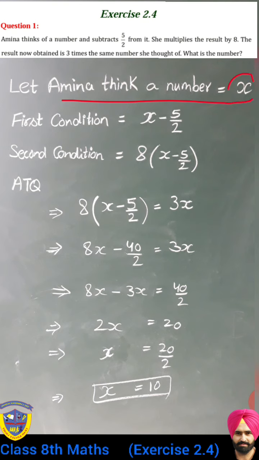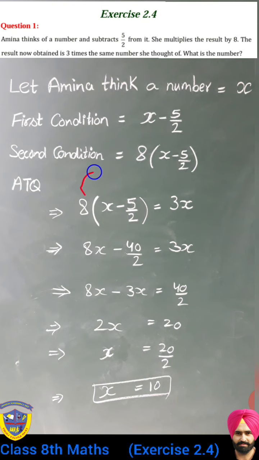First condition, she subtracts 5 by 2 from that number. Now she multiplies this result by 8. You will get 8 into x minus 5 by 2. Now according to the question, the result she obtained is equal to 3x, meaning 3 times the number she thought.